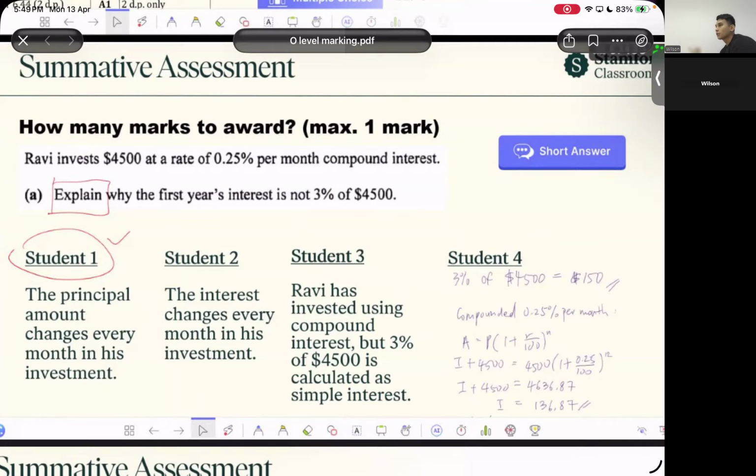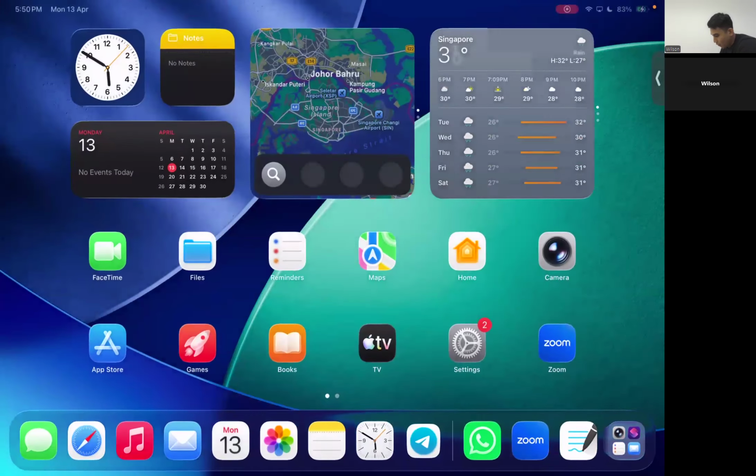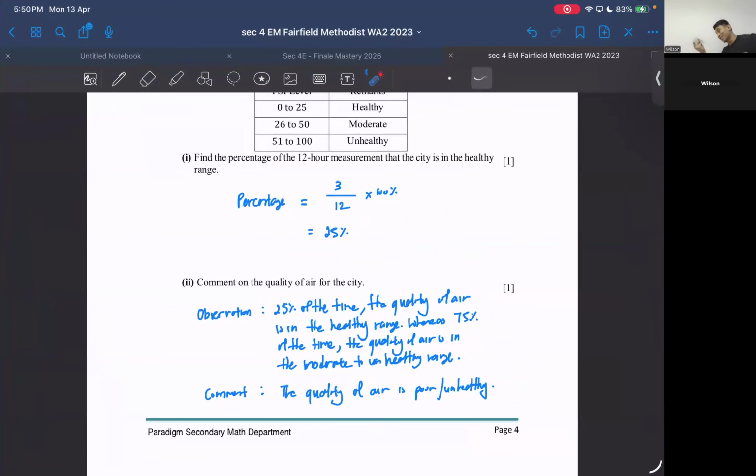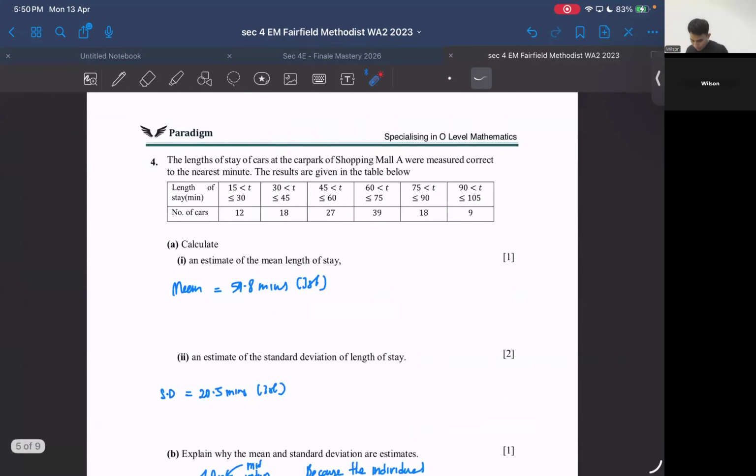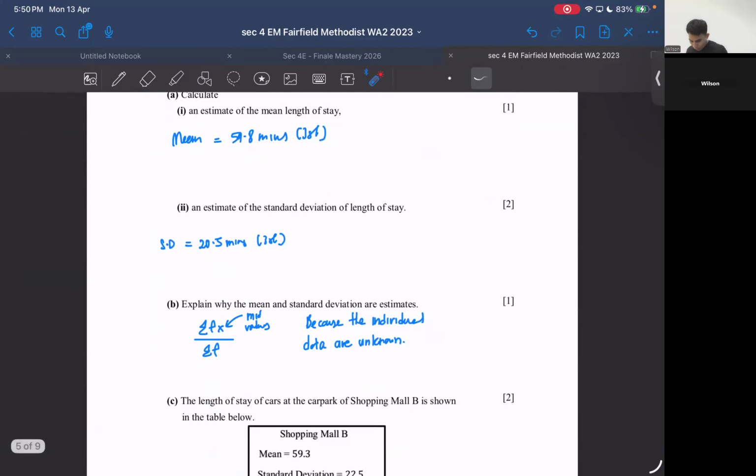Keywords are essential. So when a question asks you to explain using English, you have to have some keywords. That's why I'm bringing up this point, because when they ask you to comment, they're looking for some keywords. The keyword here is that the quality of air is generally poor, unhealthy. That is what they want. You can provide workings and whatnot, but that is just a way for you to guide.